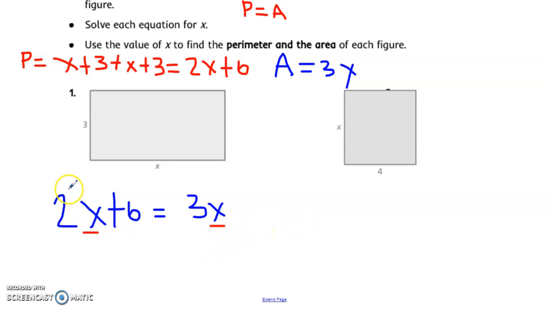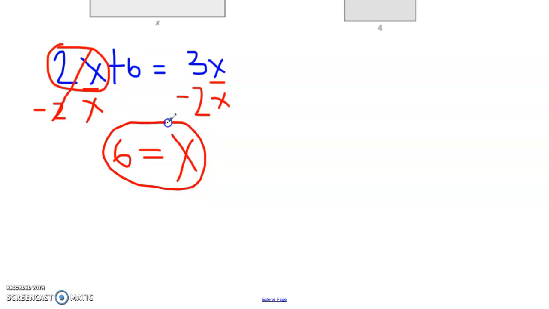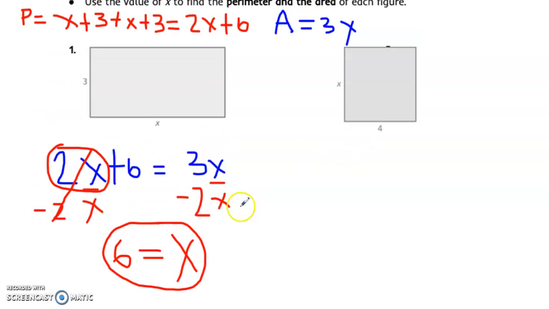So the way that we do that is we take this whole x right here, we've got 2x, and it's just a positive 2x over here, so we're just going to simply subtract it so that we can put it on the other side, and what we do to one side we have to do to the other side. And then 2x minus 2x is 0, so that cancels. Then we bring down our positive 6, and then 3x minus 2x is just x. So x is 6, which means that this bottom part is 6 right here.